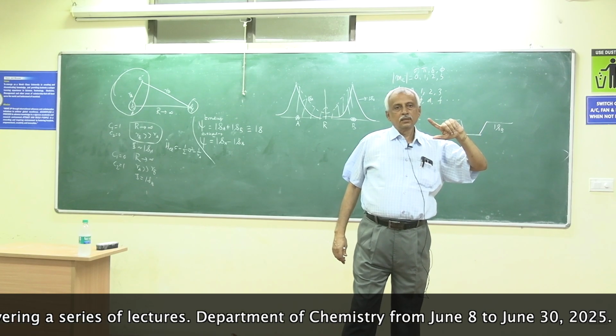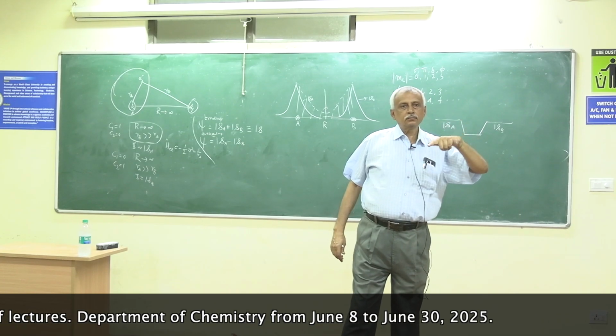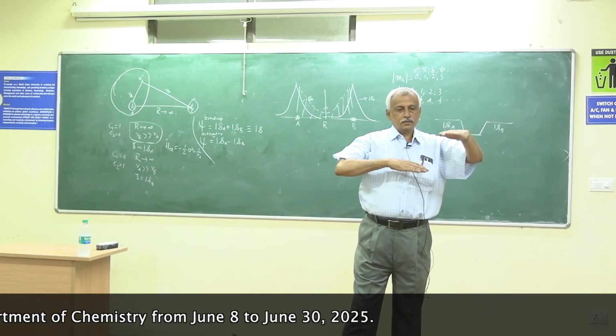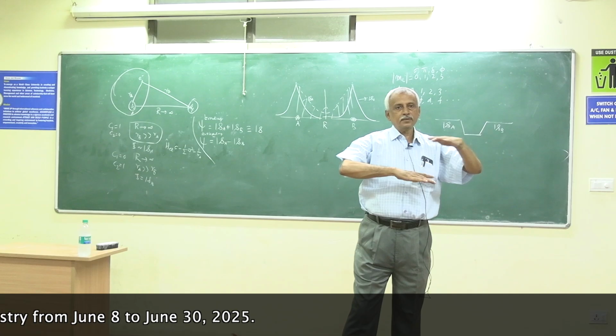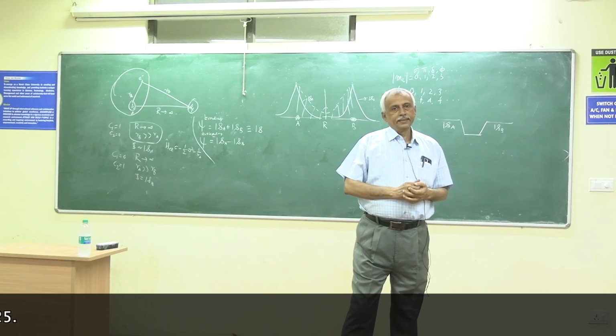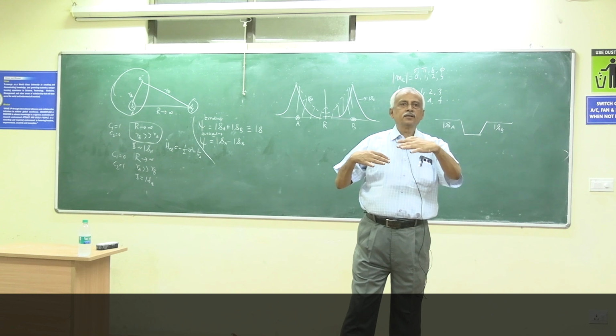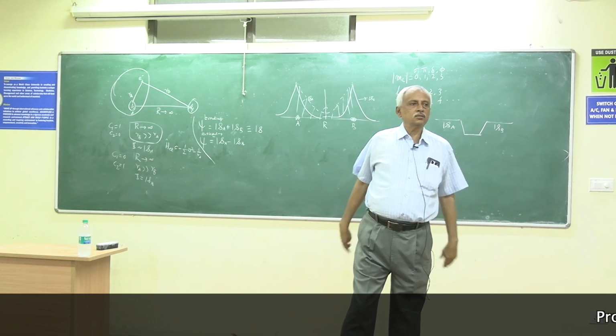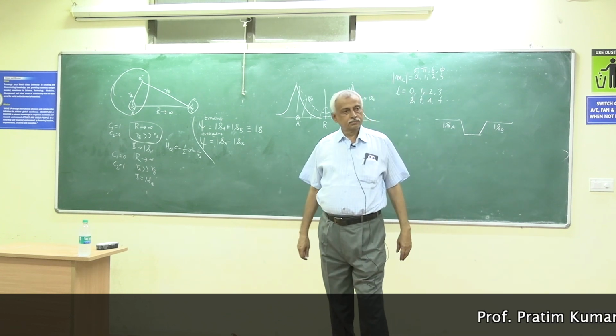Pi, you can see it can be plus 1 or minus 1. So there would be two pi orbitals, one above the plane, one below the plane. Pi orbital is doubly degenerate. Okay. Delta is doubly degenerate. Phi is doubly degenerate. That is the structure of the molecular orbital.